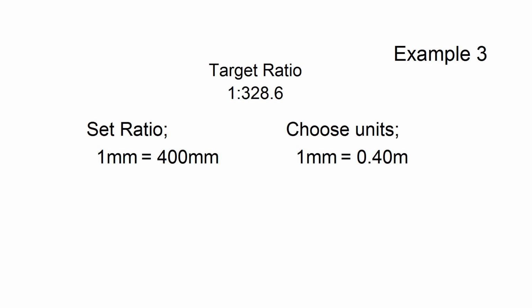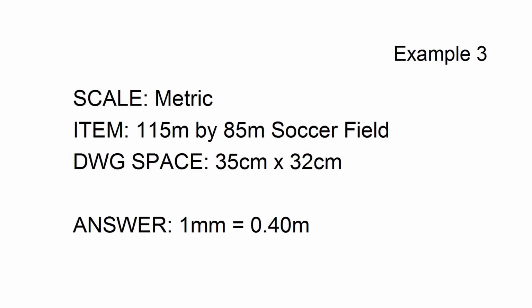We have our choice of units, and since the soccer field was given in meters, the equivalent expression of that scale specification is 1 millimeter equals 0.4 meters, since there's 1,000 millimeters in a meter. Our answer to this example then would be to use a metric scale of 1 millimeter equals 0.4 meters.